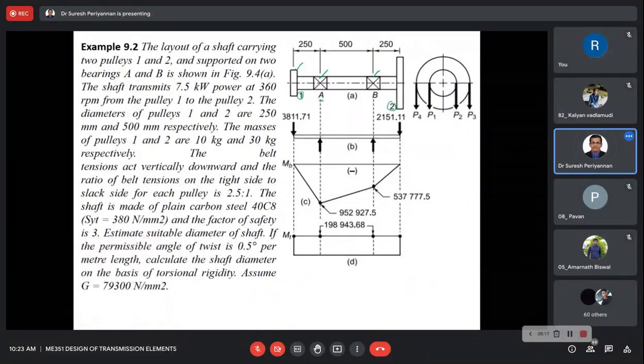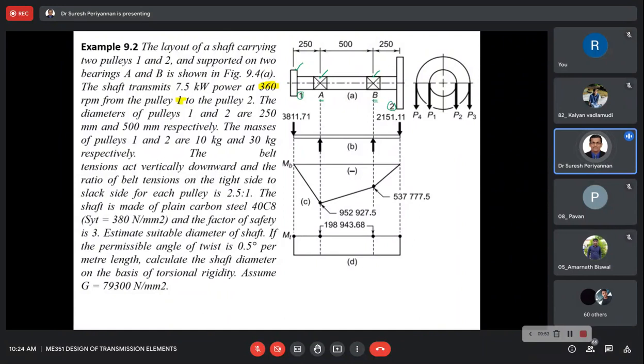This is the bearing B here. Now the shaft transmits 7 kilowatts of power at a speed of 360 RPM, from pulley 1 to pulley 2. That means pulley 1 is connected to the input power. Pulley 2 is used to transmit the power somewhere else; the other mechanism is going to be connected to pulley 2.